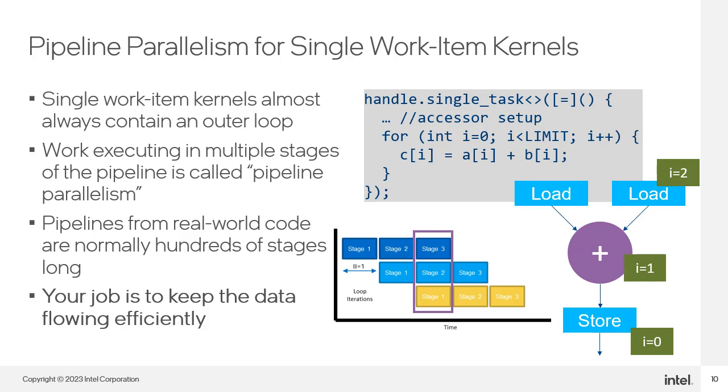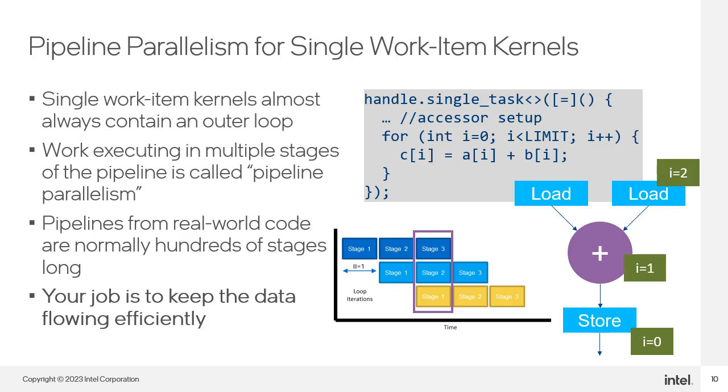You might wonder, how does parallelism then occur? The way you get the parallelism is a function of the pipelines. The pipelines built for real-world design are normally hundreds of stages long. In a pipeline with multiple stages, after initial latency, you have data sitting at all the stages of the pipeline. Work executing in multiple stages of the pipeline is called pipeline parallelism.